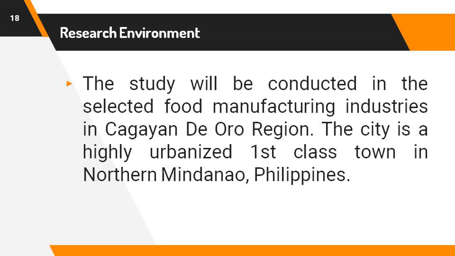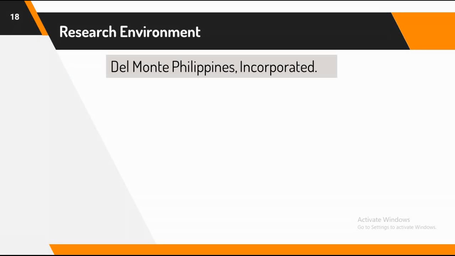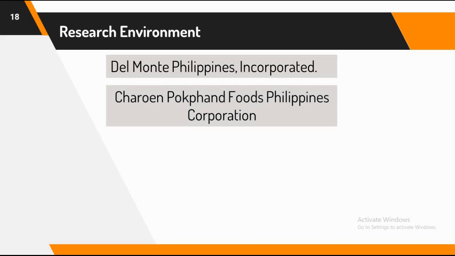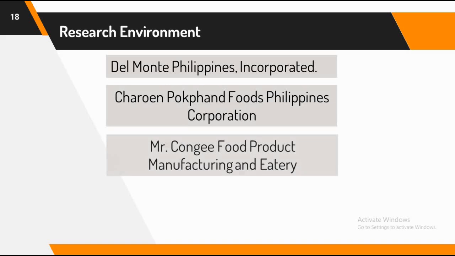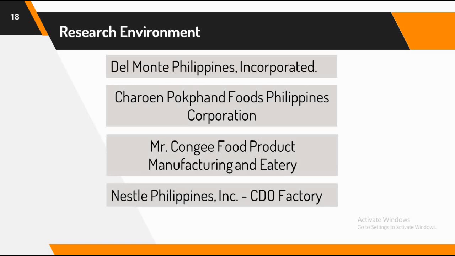Second is the research environment. The study will be conducted in the selected food manufacturing industries here in Cagayan de Oro City. The 4 manufacturing companies in Cagayan de Oro that the researchers opt to include in the research study are the following: Del Monte Philippines Incorporated, Charion Pokfan Foods Philippines Corporation, Mr. Konji Food Product Manufacturing and Eatery, and lastly, Nestle Philippines Incorporated CDO Factory.